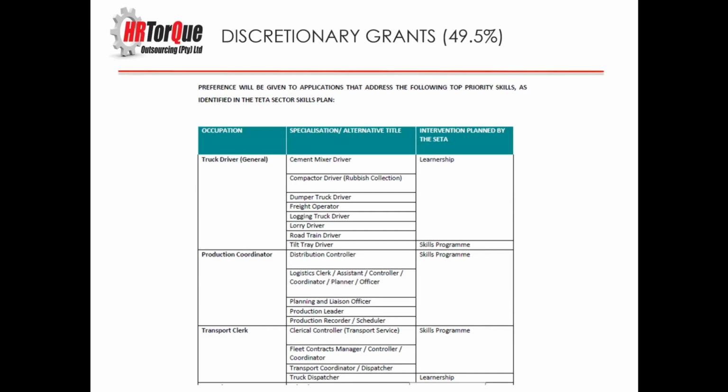And within that particular, those 6 or 7 of them at the top there, the intervention that was planned by the CETA for those particular specializations were learnerships. Then we have a tilt tray driver, and what they were looking at for that particular one was a skills program. And so they go down. So they can specify in what particular jobs they want to do certain things and what they're going to fund within that specific area.